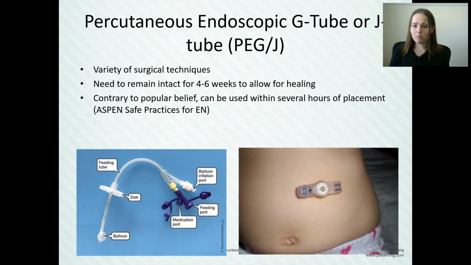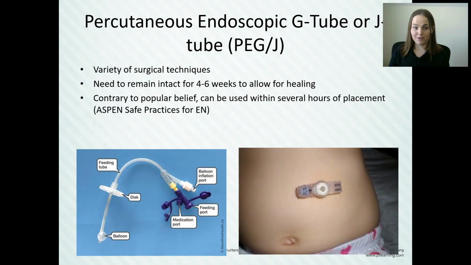So removal of a G tube before the stoma, or that hole, matures can result in your stomach or the small bowel falling away from the abdominal wall, and then the bowel contents can leak into the peritoneum, which is pretty serious and could lead to massive infection. So that's just something to consider when thinking about whether or not a patient needs a G tube or a J tube.